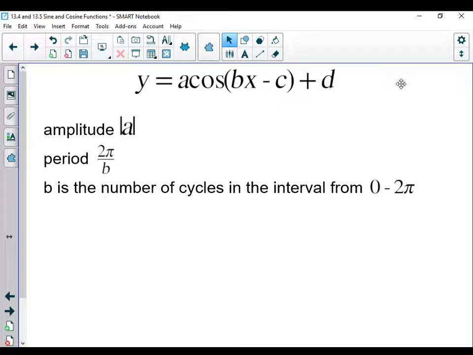Okay, same rules apply to cosine. The only thing that's different from the last slide and this slide, or the one that looked just like this and this one, is that instead of sine, it says cosine. Okay, A is still your amplitude, the absolute value. Period is still 2 pi over b. B is the value next to x, or theta. And b is still the number of cycles in the interval from 0 to 2 pi. That is the exact same stuff.